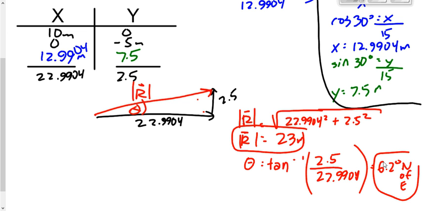Or you could have got, what, 84 degrees east of north? It would have been the other one. Good?